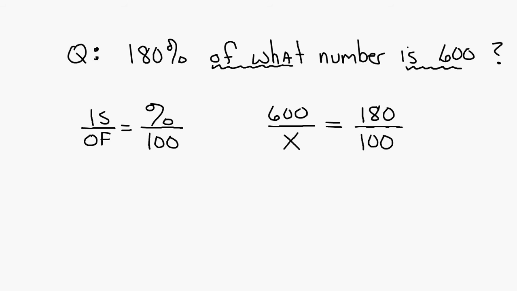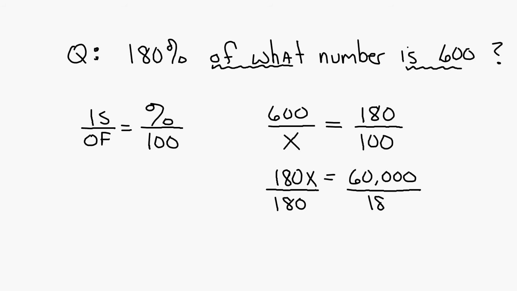So when you crisscross multiply, 180x is equal to 600 times 100. That's 60,000. And you can divide both sides by 180. The 180s will cancel. And x will be equal to... Very good. 333.3.